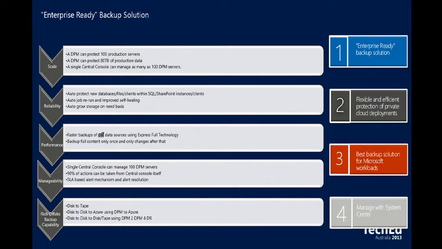So a DPM server can protect 100 production servers. Again, sorry for the size of this slide. This is one of the standard ones. You will also be able to download these off the event site. You can protect up to 80 terabytes of production data locally. A single central console can manage up to 100 DPM servers.